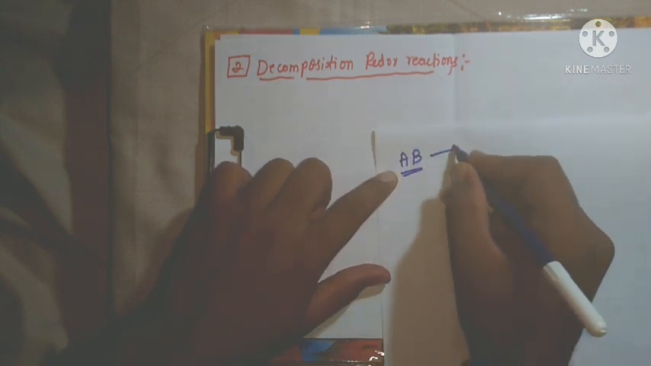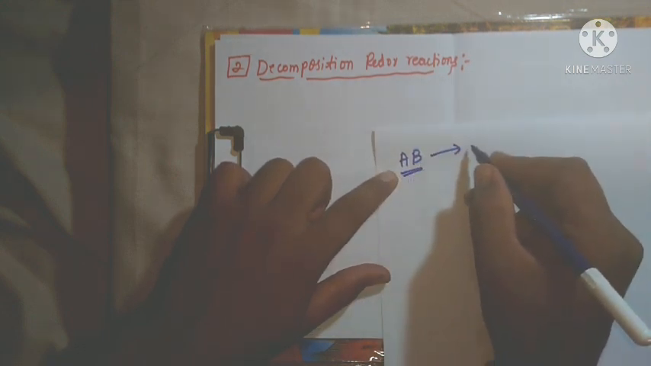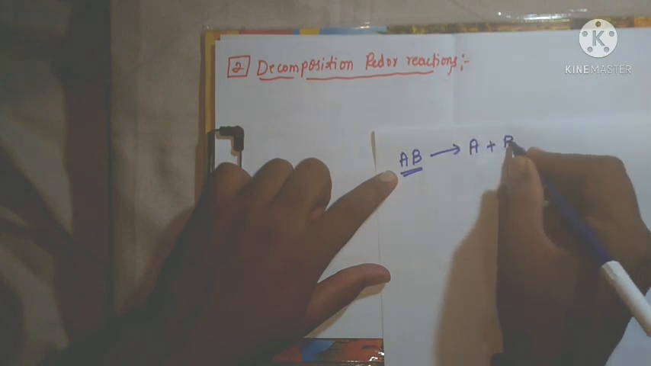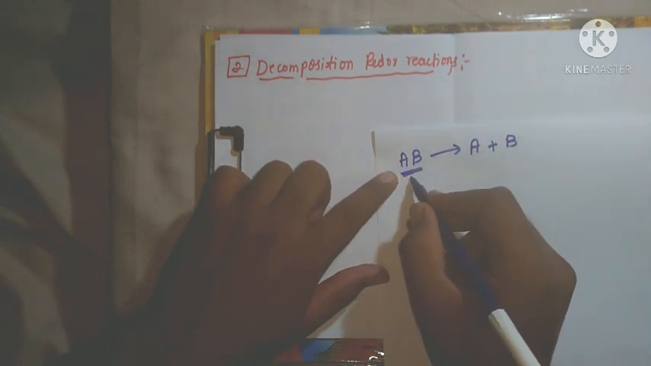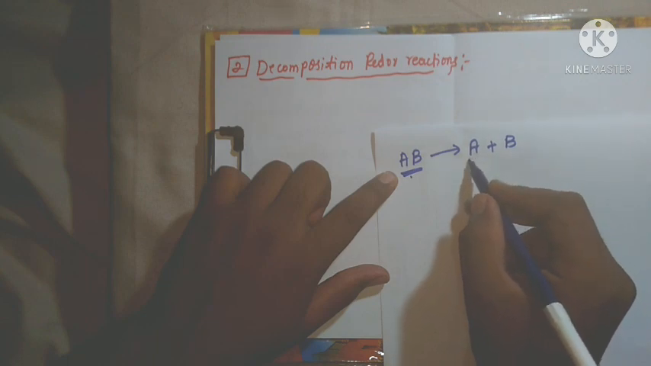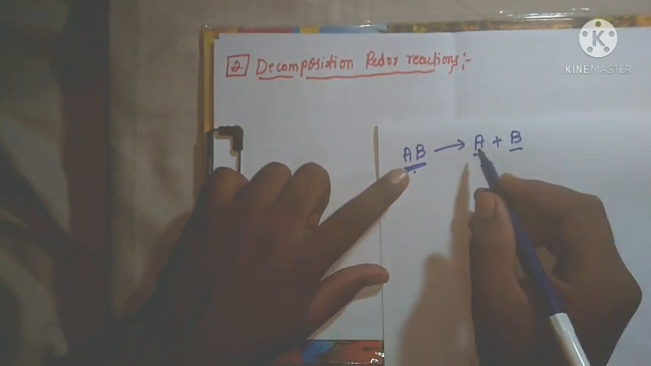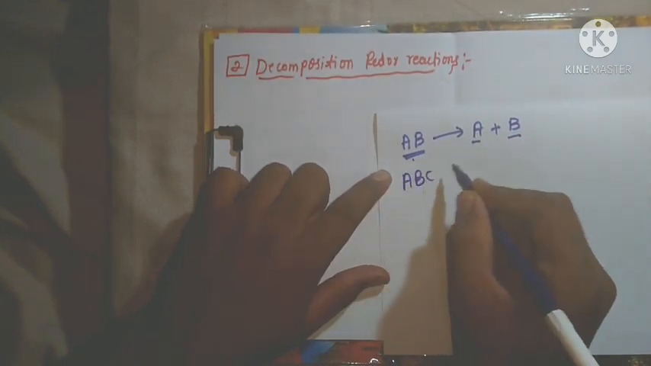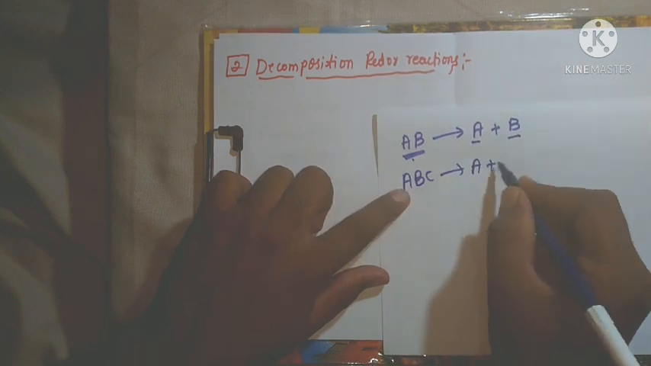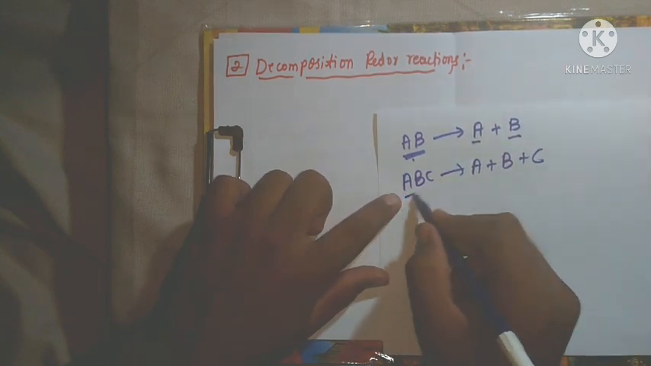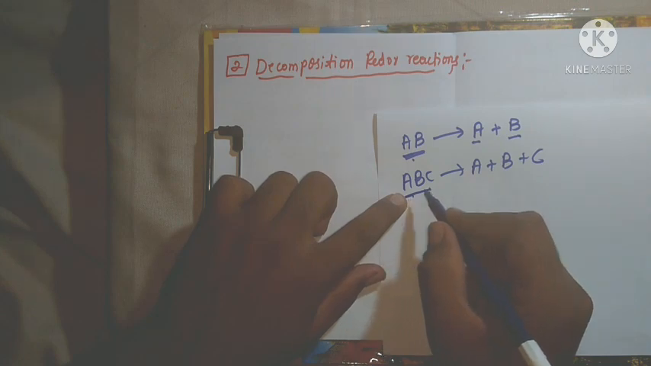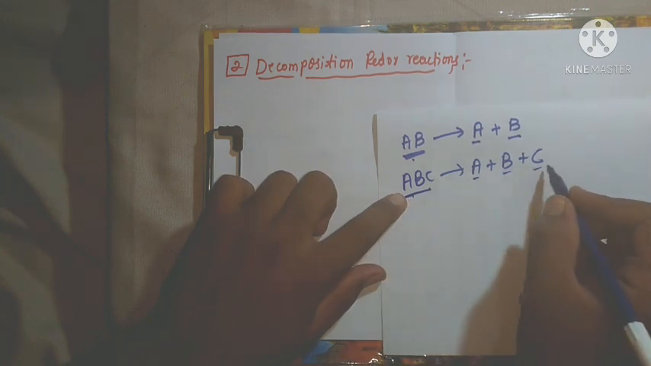AB is the reactant and it undergoes decomposition, giving two products, A and B. Here AB is only one reactant, giving how many products? Two products. One product is A, another product is B. Now another example, ABC gives rise to A plus B plus C. Here how many reactants are there? One reactant. But how many products? One, two, three products.